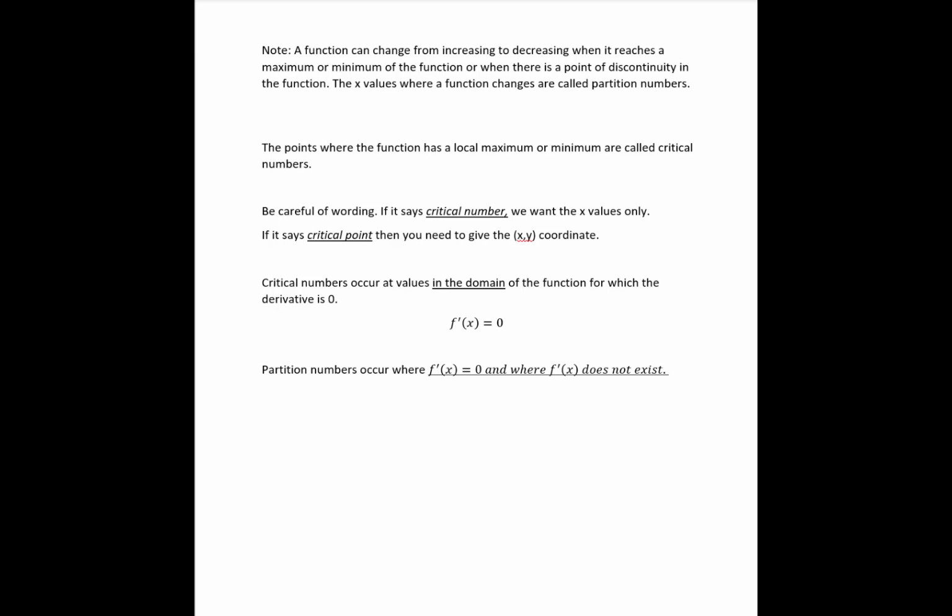Critical numbers occur at values in the domain where the function has a derivative of 0, so f prime of x equals 0. Partition numbers occur when the derivative is 0 and where f prime of x does not exist. So with partition numbers, two things can happen. I can have the derivative is 0. I can also have the derivative doesn't exist. So watch for that. We're going to check for two things when we look for partition numbers.